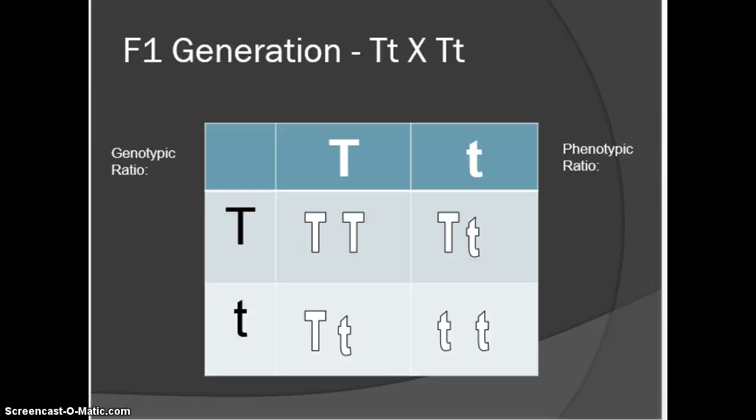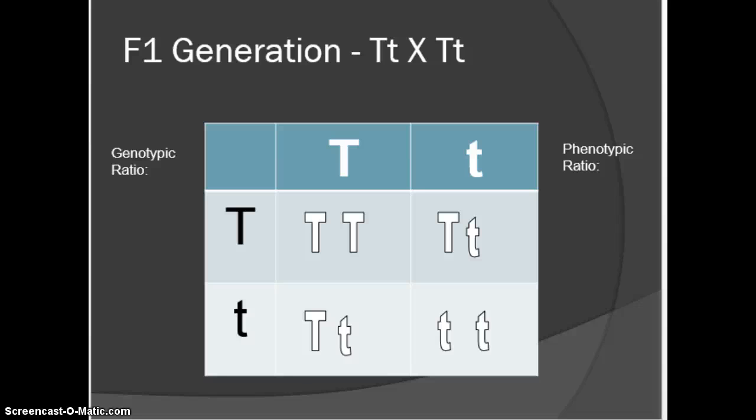This is our F1 generation when we crossed two hybrids, two heterozygous parents, and that's what we are going to get. What does this tell us about the genotypic ratio or the phenotypic ratio? So what do these look like? Again, the purpose of the Punnett square is to see what our offspring are going to look like.